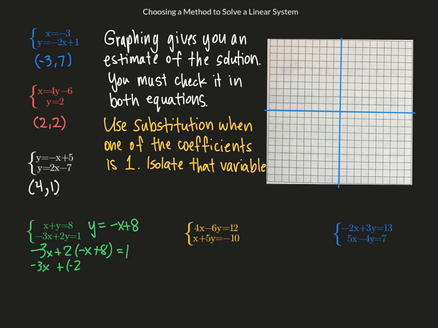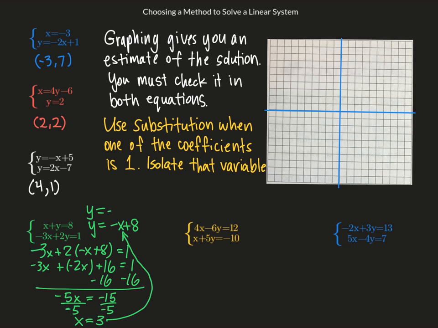So negative 2x plus 16. We're going to combine like terms, and we're also going to subtract 16 from both sides. So negative 5x equals negative 15. Obviously, dividing by negative 5 on both sides, x equals 3. So we have the x coordinate, and then we plug that back in to x.